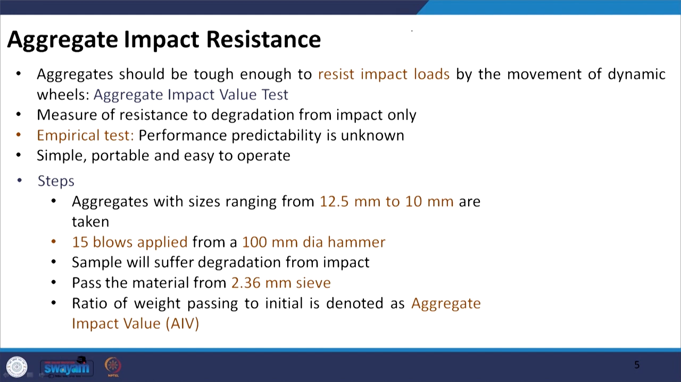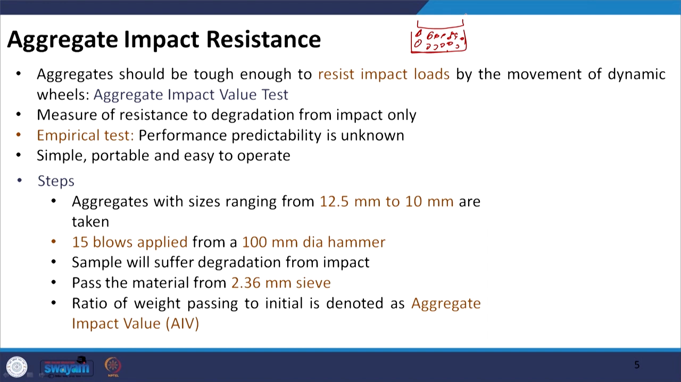Then we have a container, which is filled with the aggregate. I will show you some of the images in the next slide. This container is filled with aggregate in a specific way, which I will also discuss in the next slide. And then we apply 15 blows using a specific type of hammer in a specific manner. This is a 100 mm diameter hammer, and we apply 15 blows.